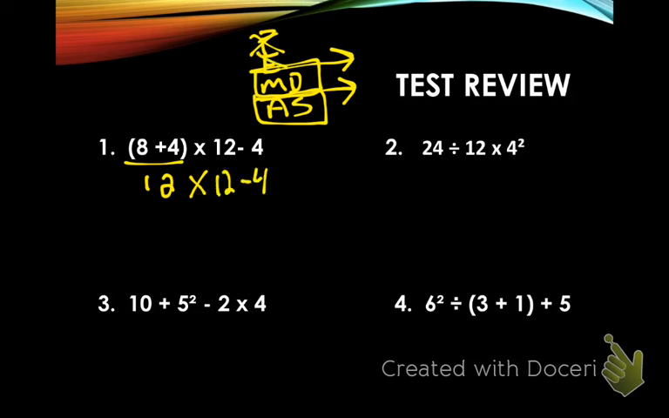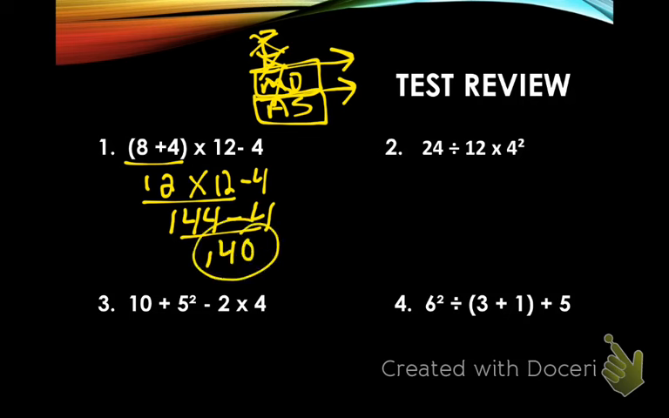Well, I don't have any exponents. That's good. So now I need to go to multiply and divide. Well, look at that. I have multiplying. 12 times 12. What is that? Well, 12 times 12 is 144 minus 4. Next thing I need to do is subtract. There's only one operation left. That gives me 140, and that is my answer. And you should have copied this down.